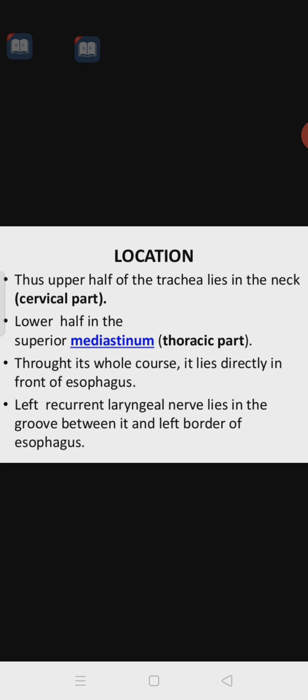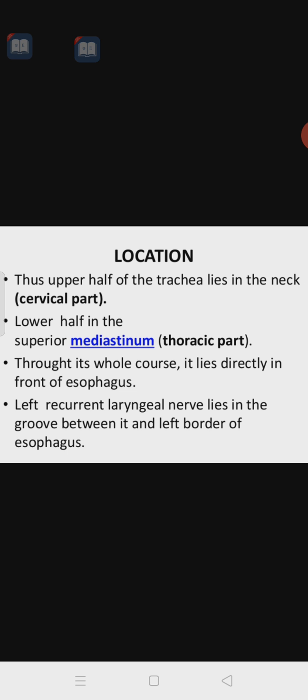the lower half in the superior mediastinum, the thoracic part. So the cervical region is the upper part, and the mediastinum region is the lower part, upper half and lower half, like this. Up to the thorax region, the trachea is present. Throughout its whole course, it lies directly in front of the esophagus. So at the back side is the esophagus, the digestive tract, and in the front side is the respiratory tract, the trachea.